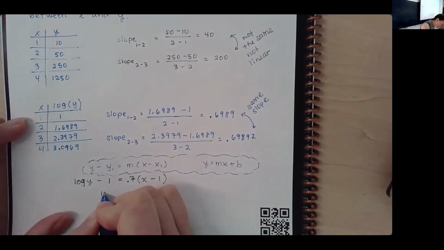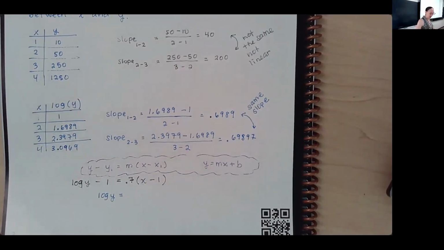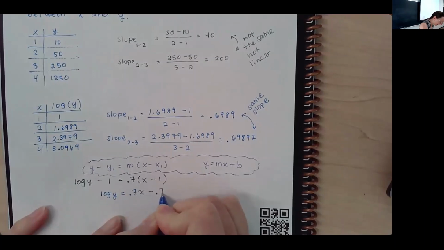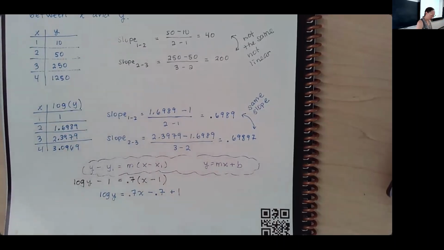So I'm going to rewrite this to say log y is equal to, and here's where we have a choice. We can either distribute things out or not. I'm going to go ahead and distribute things out just because I think it makes the numbers clean up a little bit nicer, but it doesn't really matter. You'll just be pulling more parentheses around with you. So if I distribute this out, I would have 0.7x minus 0.7, and then I'm adding the plus 1 over here.